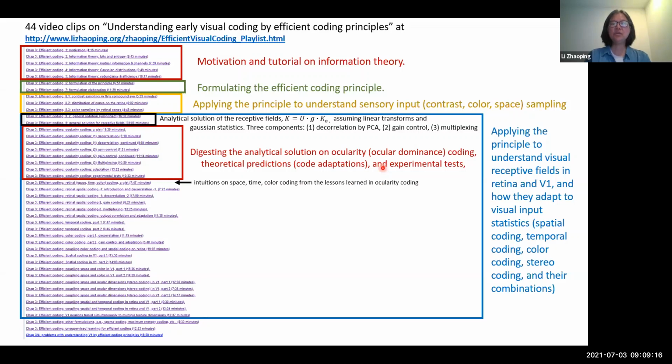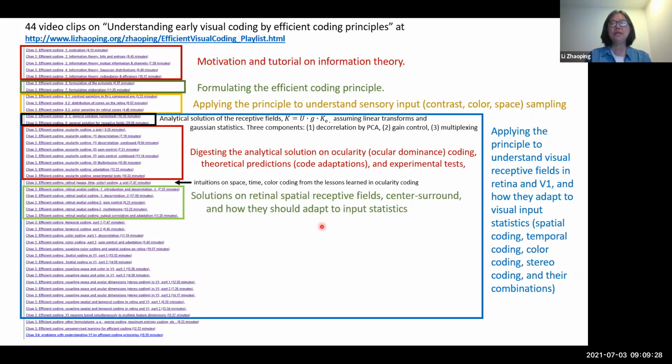And then use this intuition of digesting to apply to space, color, and time coding. Okay, and as a gist, again, using intuition. And then we try to apply this, because by then we already have this analytical solution. Very nice. So therefore we have a recipe. We apply this to understand the spatial receptive fields in the retina, and we can derive the center surround receptive fields in the retina according to the input statistics of natural scenes.